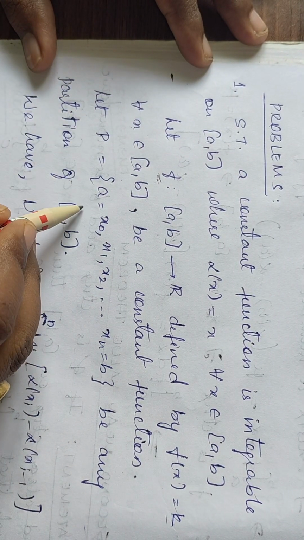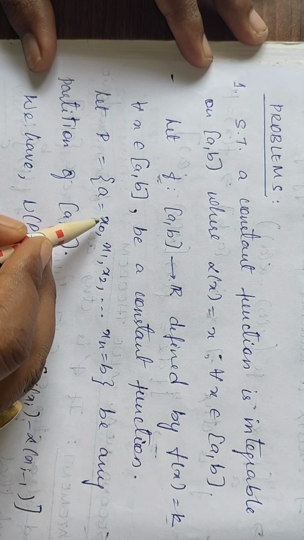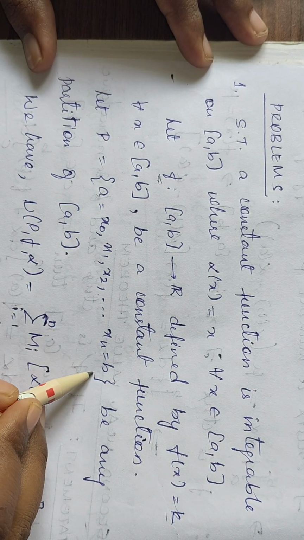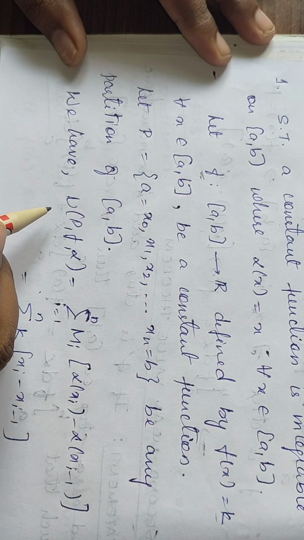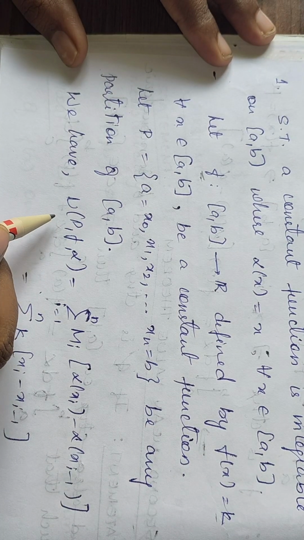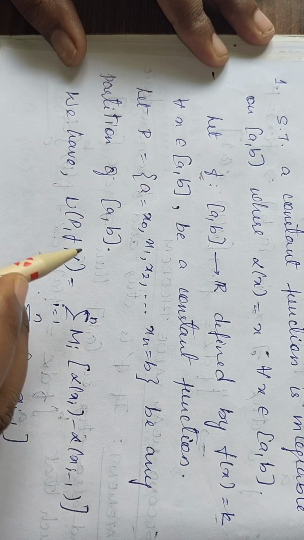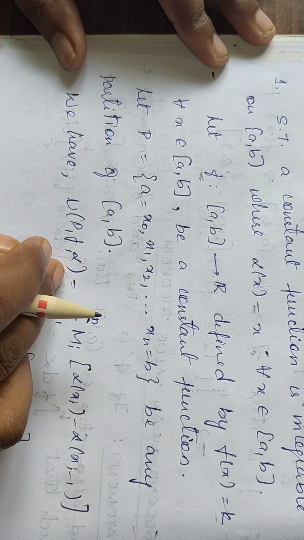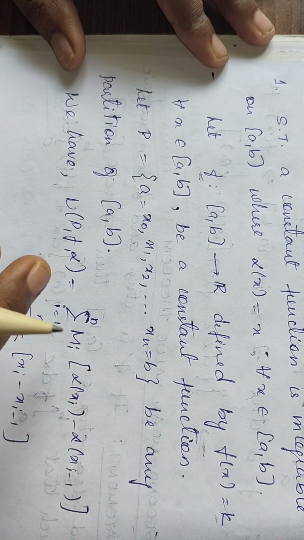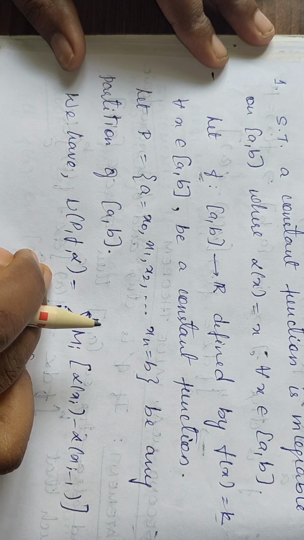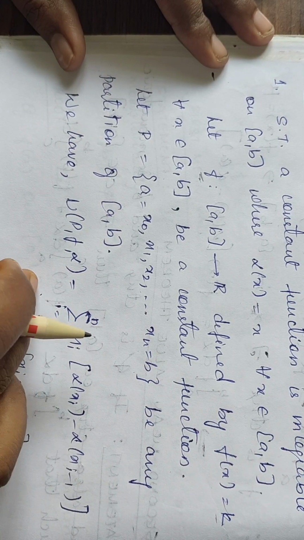Let P equal to {x0, x1, x2, etc. up to xn}, where x0 equal to a and xn equal to b, be any partition of closed interval [a, b]. Let's calculate what is U(P, f, alpha) and L(P, f, alpha), because for us to check whether the function is integrable or not, first we need to check whether the upper Riemann-Stieltjes integral is equal to lower Riemann-Stieltjes integral. If that happens, then we can say that the function is Riemann integrable.